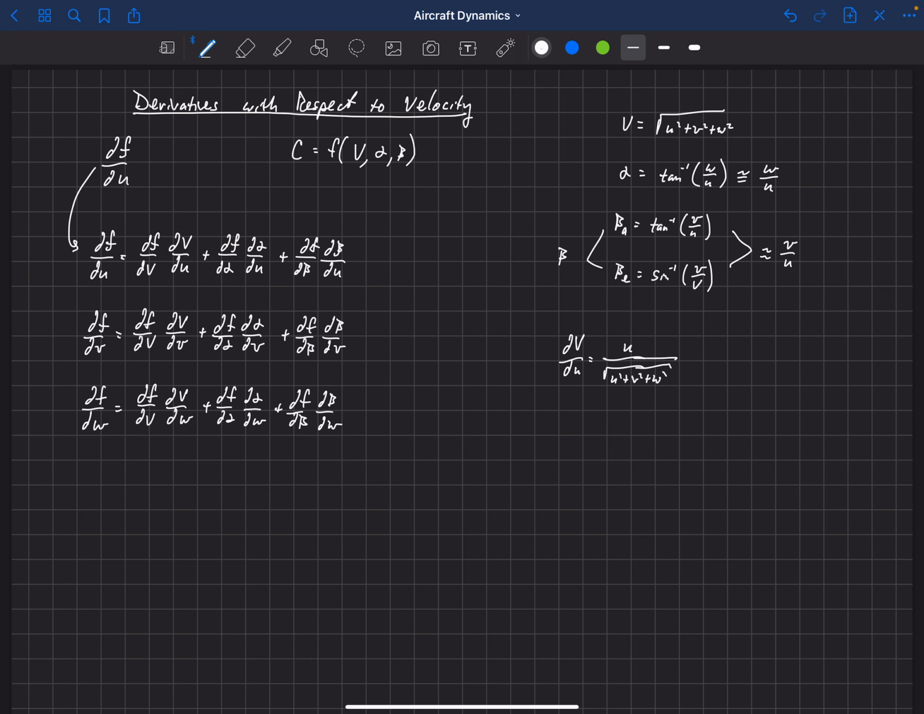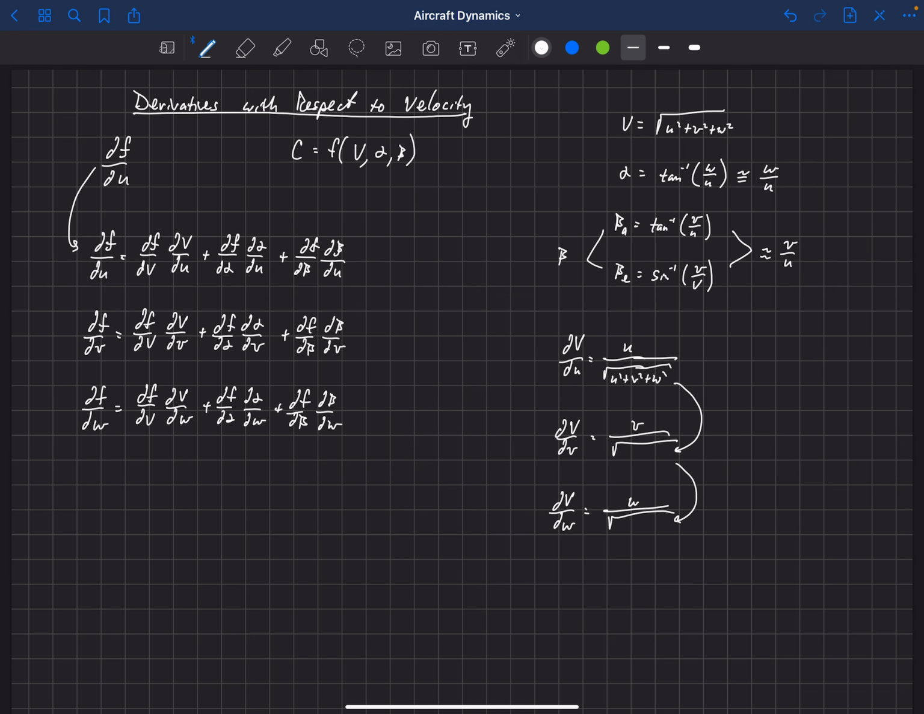And so we can do the same for dV/dv, little v. We get the same thing except for little v in the numerator. We get the same thing in the denominator, and for dV/dw, we get the same thing with w over the square root of the same thing again, okay?